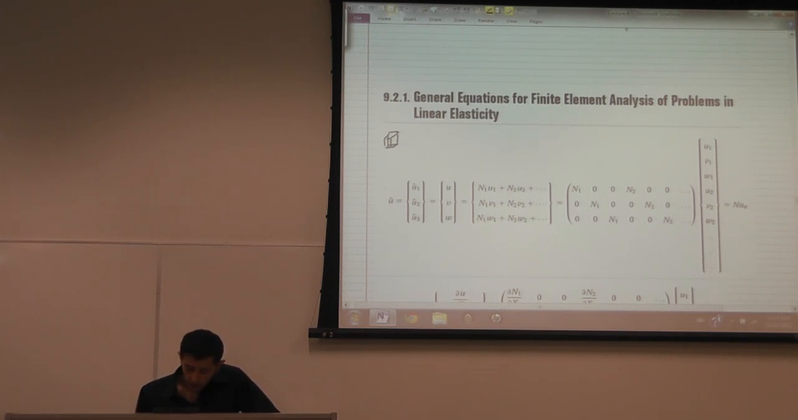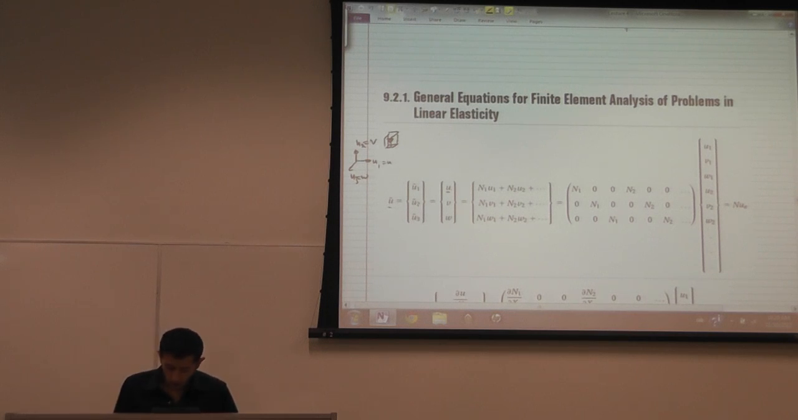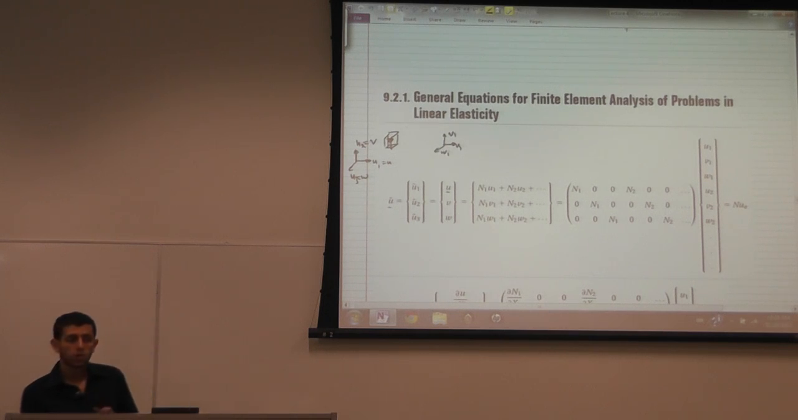the displacement within the element has three components: the displacement in direction 1, direction 2, and direction 3. The displacement within the element is an approximation. I'm going to call the horizontal u, the vertical v, and the third direction w. For the horizontal displacement, I'm going to use this linear approximation, with u1 and u2, so each node has u1, v1 and w1. Each node has three components for the displacement.